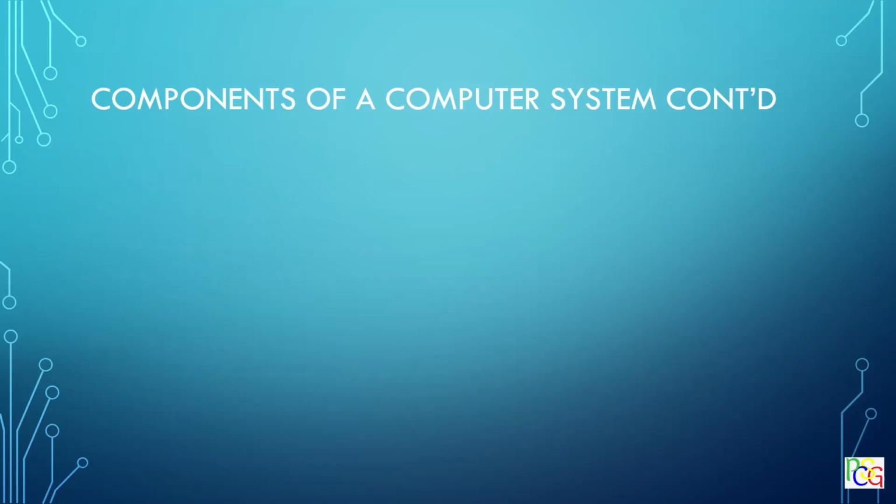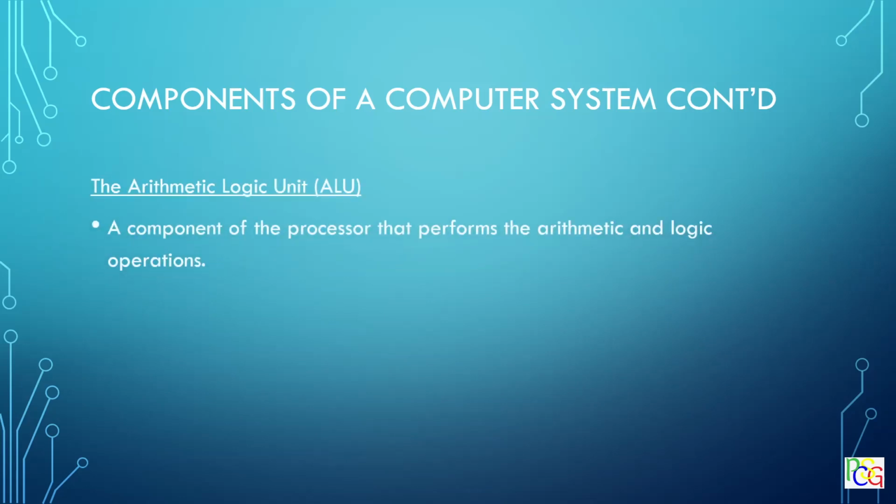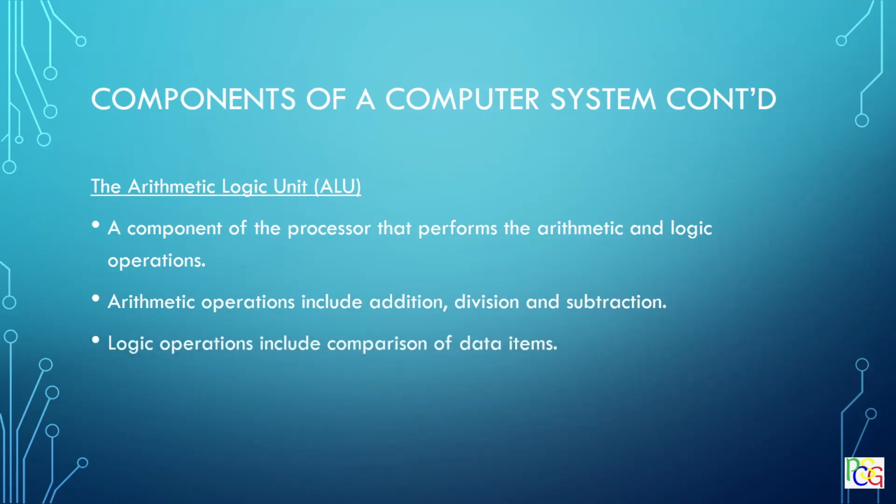No? Perfect. So the arithmetic logic unit is a component of the processor that performs the arithmetic and logic operations. Arithmetic operations include any math that the computer would have to do: addition, division, subtraction, multiplication, all of that. And logic operations include comparison of data items, so greater than, less than, equal to. Okay?